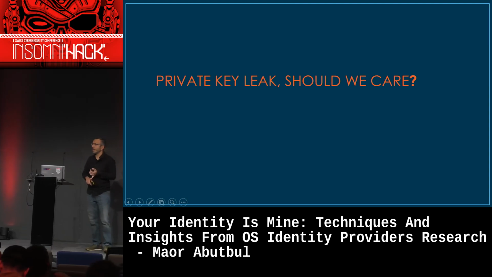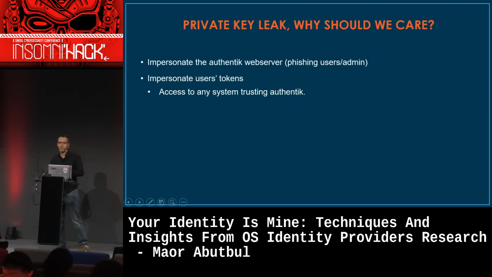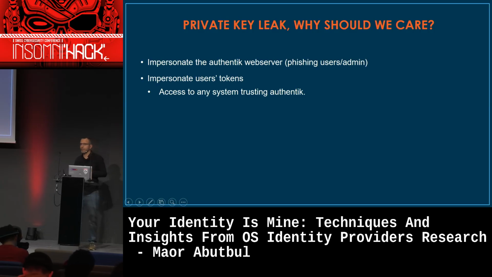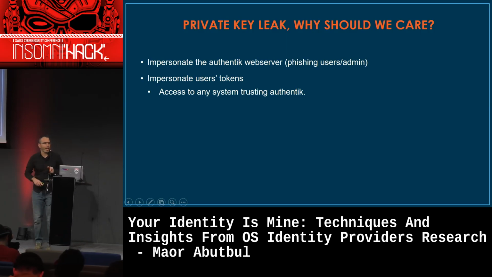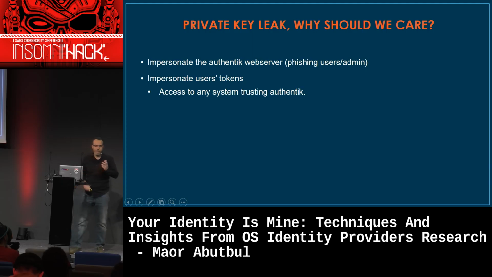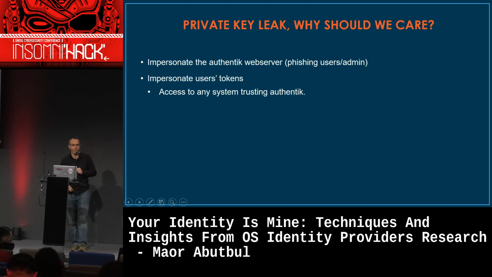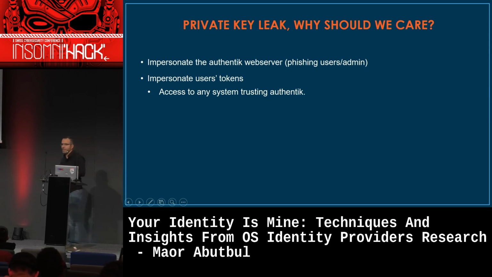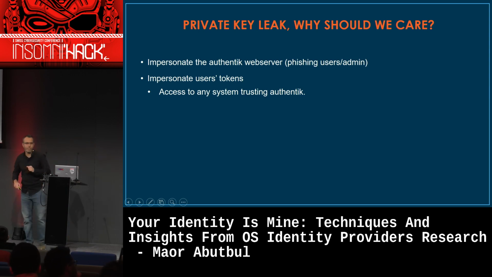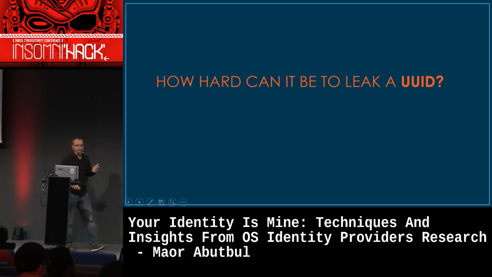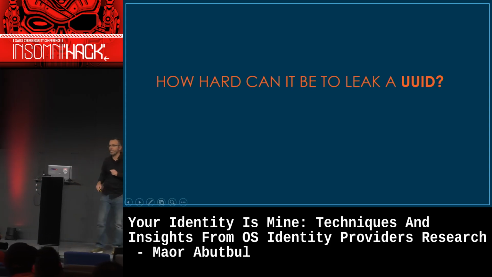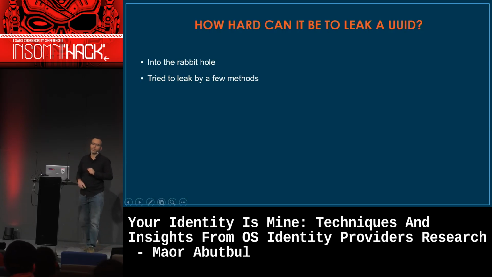So, a private key can be leaked. Should we care? An attacker possessing the private key can impersonate the Authentik web server and by that phish users or admins. An attacker possessing private keys can also impersonate tokens and by that gain access to any system trusting Authentik. So, with our motivation set, let's get back to our question. How hard can it be to leak a UUID? This question took us into the rabbit hole.